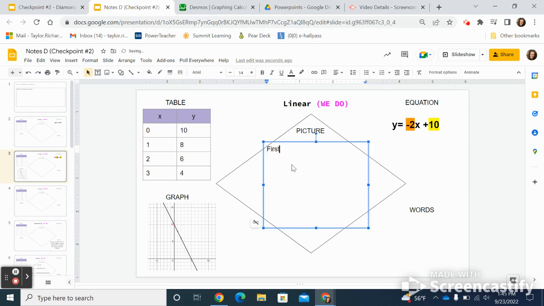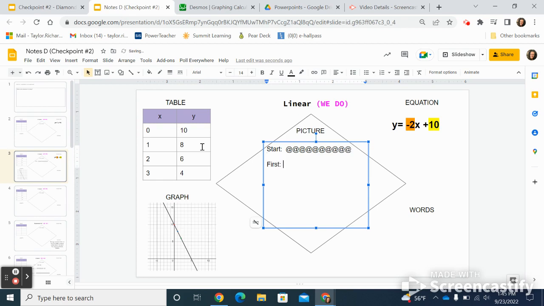Okay, let's do my picture. Always start with the word first. Or I'm sorry, the word start. That's my fault. The word start. My starting value is 10, so we need to make 10 of something, right? I'm going to do the @ symbol. I'm going to put 10 of them.